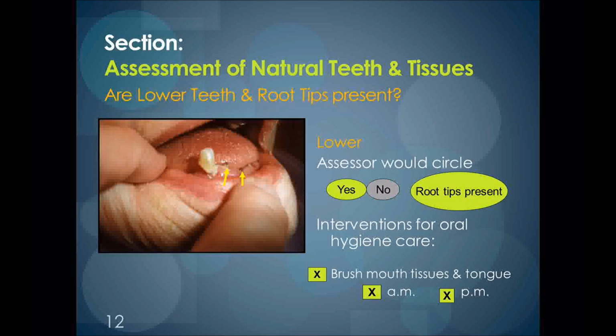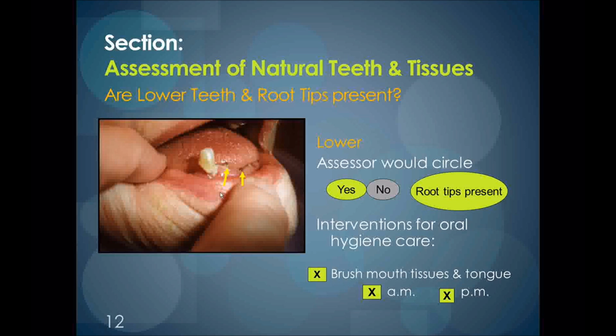Assessment of natural teeth and tissue. This slide shows a resident with a single lower tooth and several root tips present. The tooth is undermined by root caries or decay, which makes it very fragile as it could easily break off. Sometimes when teeth break off, they are aspirated, leading to aspiration pneumonia.